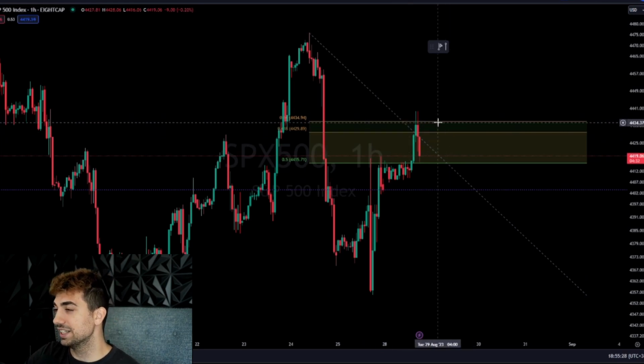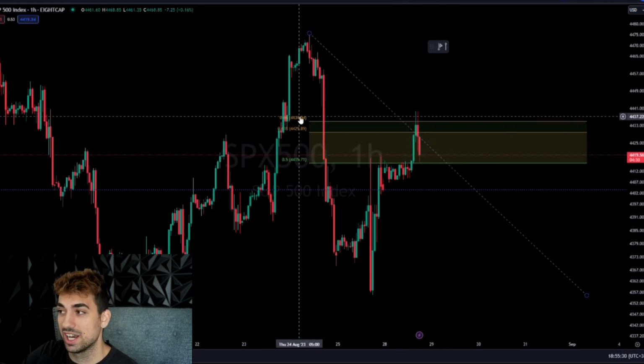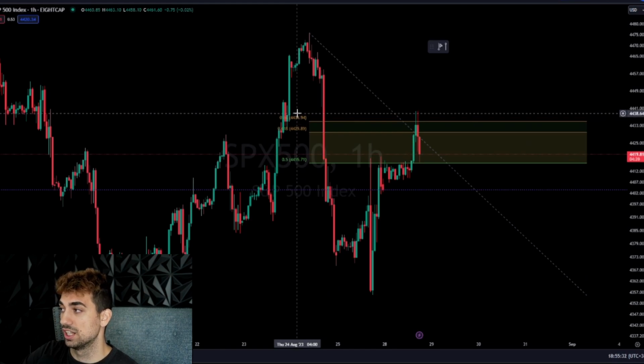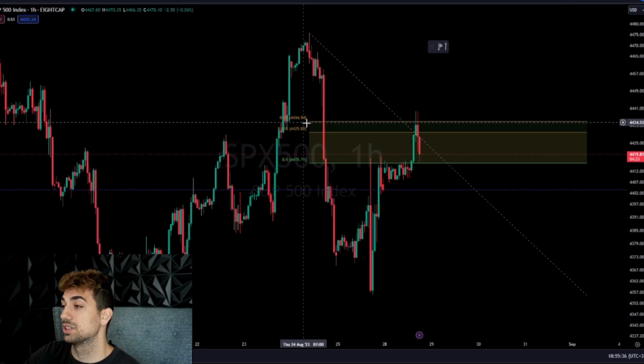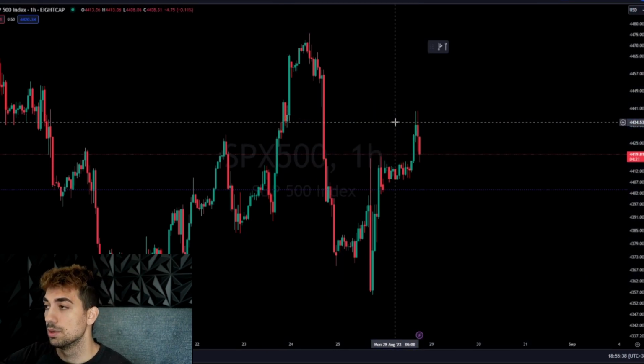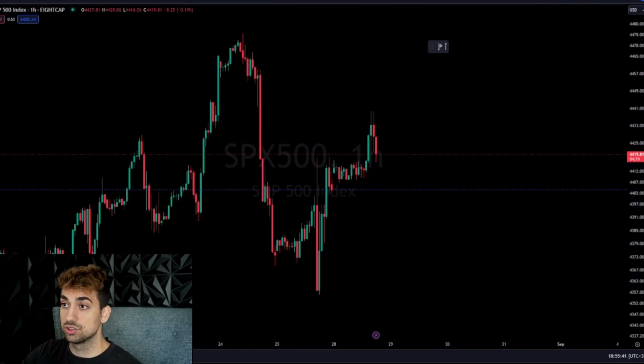But as you can tell, I set my order for 4438, which is actually a little bit above this range. You can see it was nearly the top. We missed it. The top was 4439. I missed it by a dollar, but it's fine. So why did I choose 4438 versus the golden pocket range?